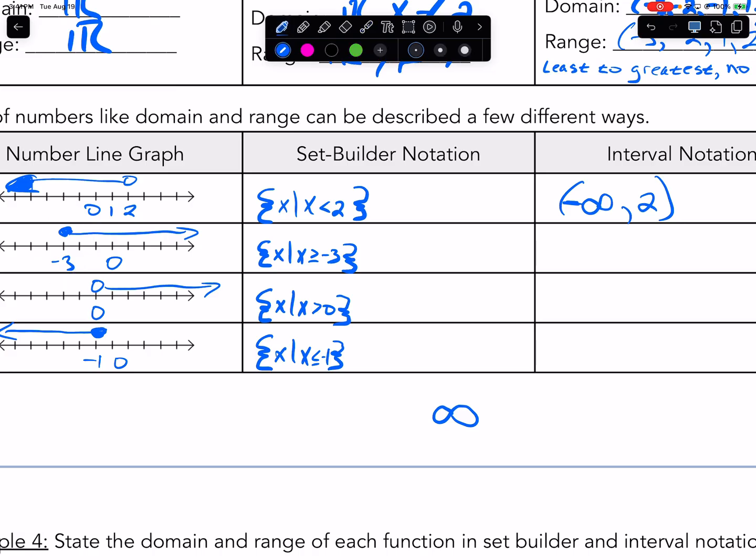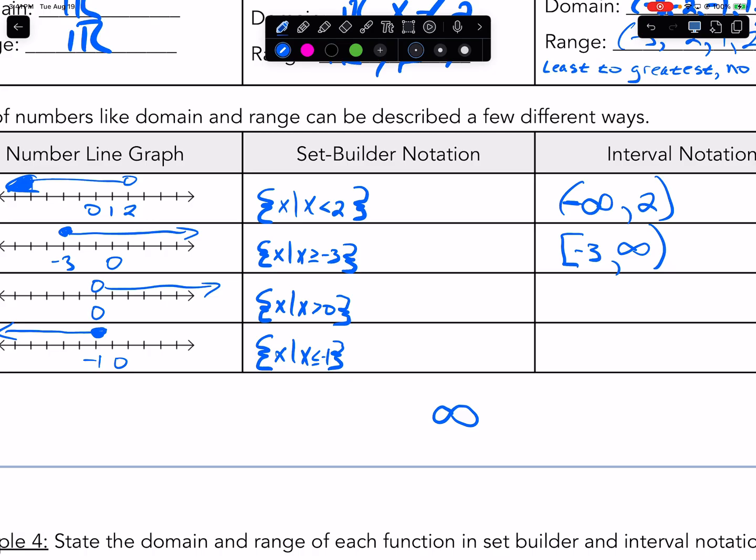Okay? Because it's a closed dot, your bracket is squared off, not curved. It's always curved at negative or positive infinity. If it's an open dot, it's a curved bracket. If it's equal to, it's squared off bracket. Okay? So it starts at -3 and goes to what? Positive infinity. Always curved at infinity.